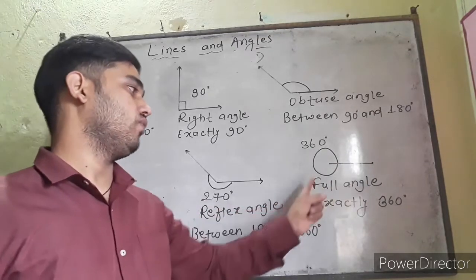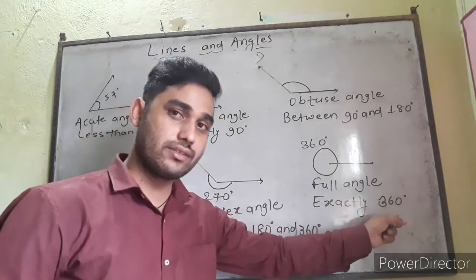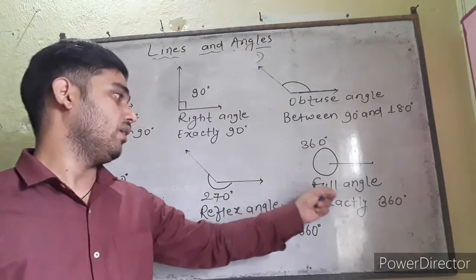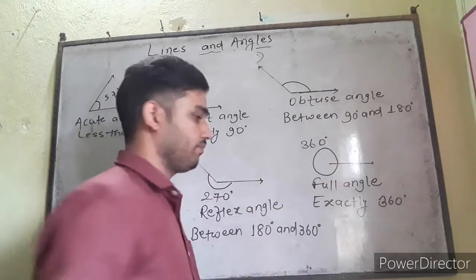Next is full angle. When the measure of the angle is exactly 360 degrees, it will be called a full angle. We will also call it a complete angle.